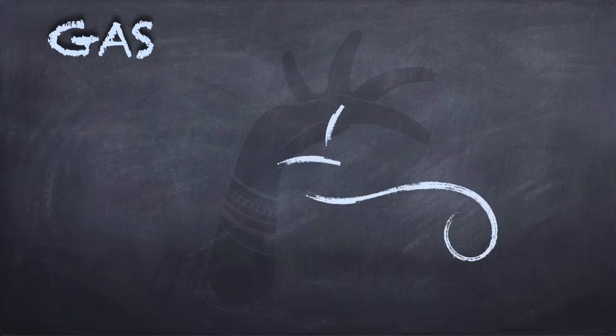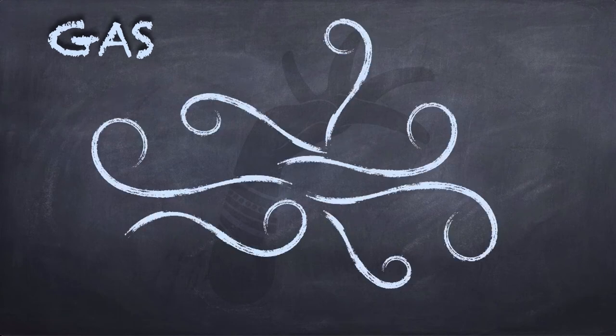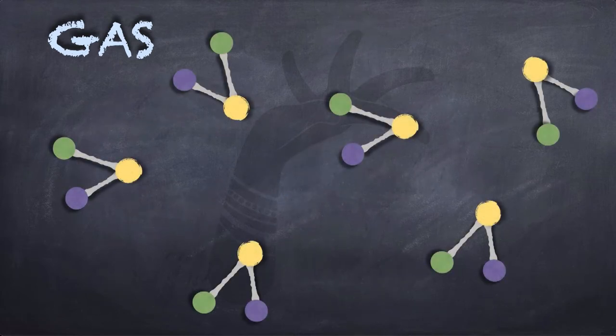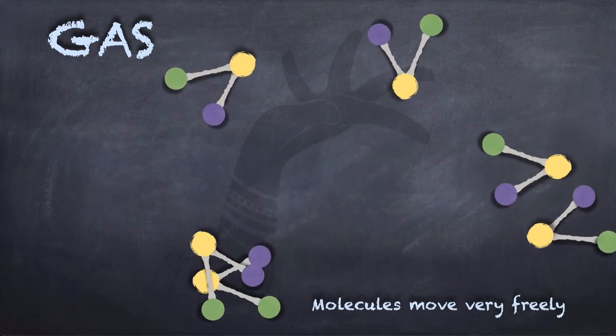In some materials, molecules are very far apart from each other and bounce around and off each other. This type of material expands to fill any space it is in, like a box or a room. It is a gas.